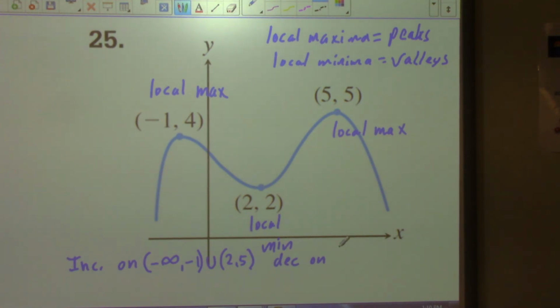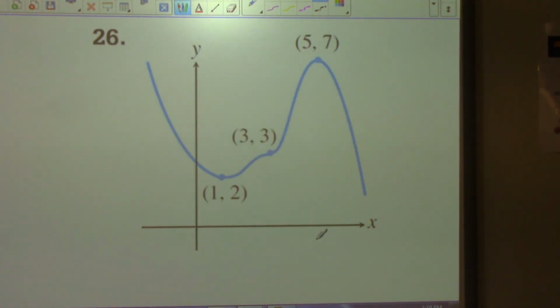Anyway, where are we decreasing on this thing? Negative 1, 2. So negative 1 to 2. Anywhere else? 5 to infinity. So 5 to infinity. Okay, so those would be our answers for this one. Questions on this one? Okay, let's go on to 26.